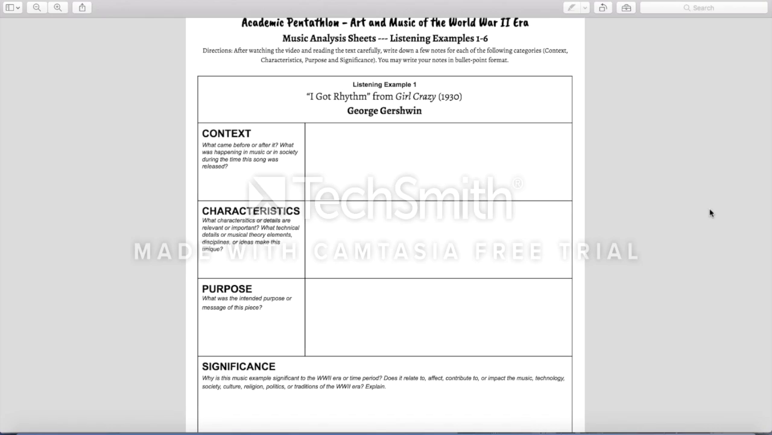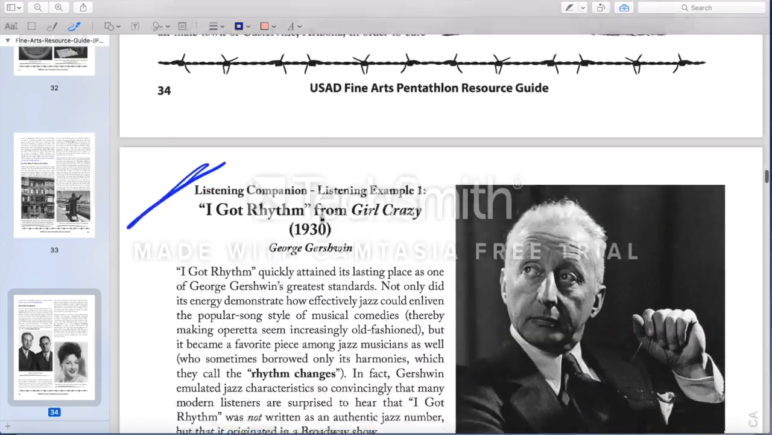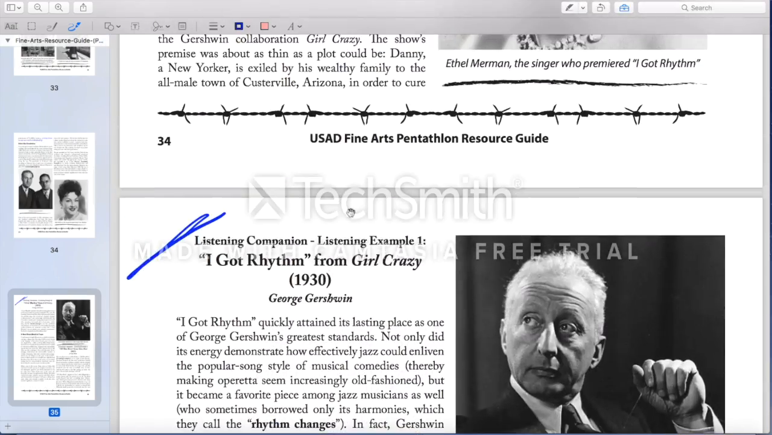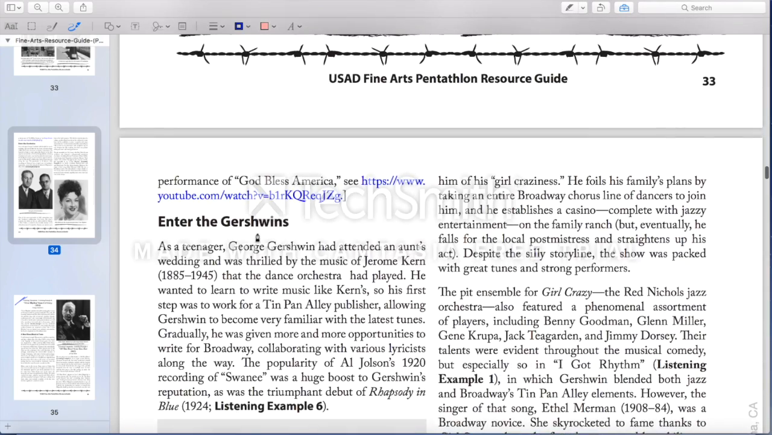How do you write this information down? Where do you get this information from? If you look at the listening example sections, they give you all of that information. So all of this information here is going to be pertinent to answering the notes section in the music analysis sheet. You have to look before it too, because this section above actually talks about the Gershwin.